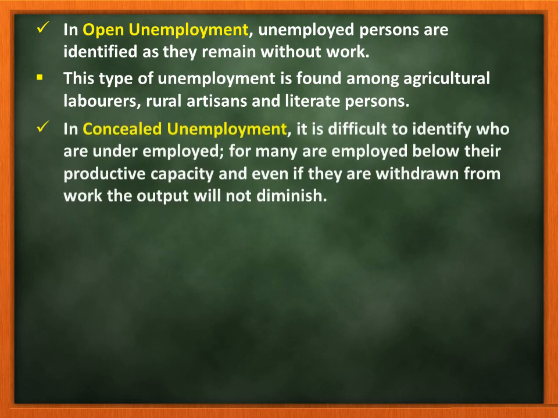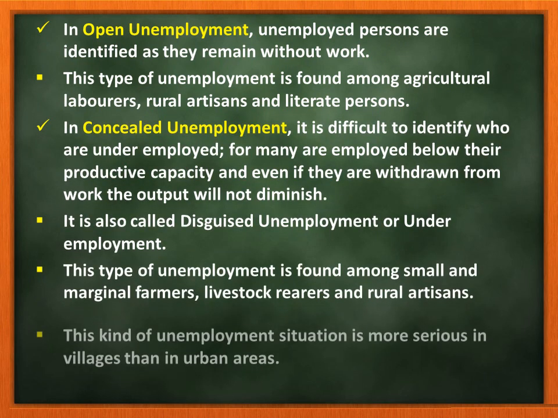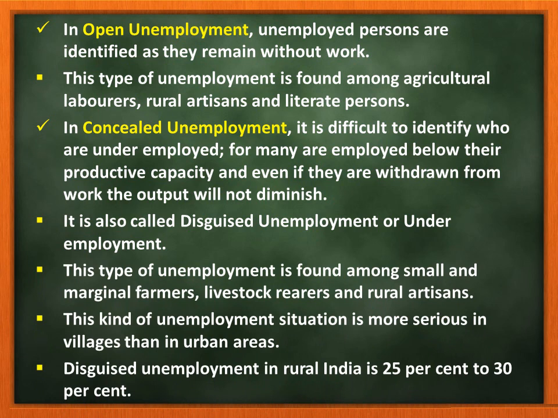In open unemployment, unemployed persons are identified as they remain without work. If any person is remaining without any job or work, those persons are called open unemployment. This type of unemployment is found among agricultural laborers, rural artisans, that is village artisans, and literate persons. They are all waiting for a job, so they are called open unemployment.